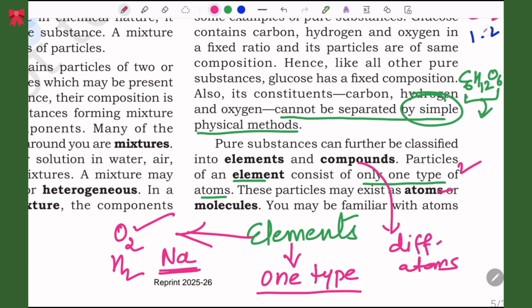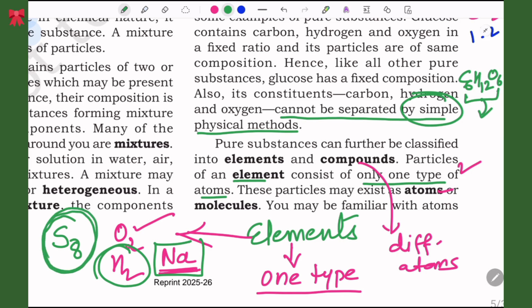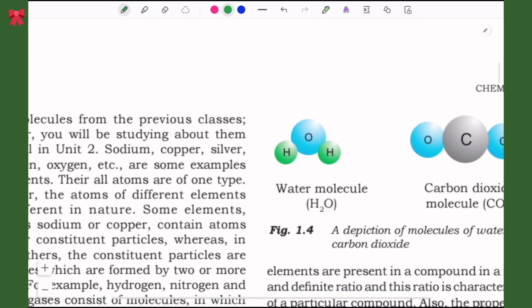So what is the difference between atom and molecule? An atom consists of only one entity, whereas molecules contain a group of entities. Those groups of entities can be two, three, four, five, six, seven, etc. For example, the sulfur element, how many entities are there? Eight entities. So it is not an atom of sulfur, it is a molecule of sulfur. But since it is just sulfur, we'll say it is an element, sulfur. So I'm sure you've understood this point.